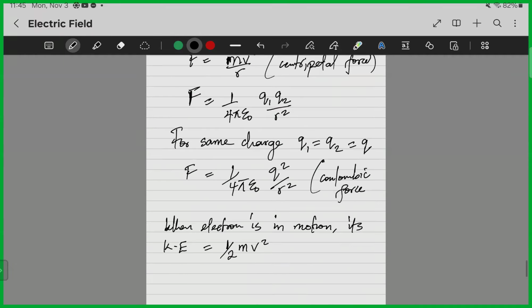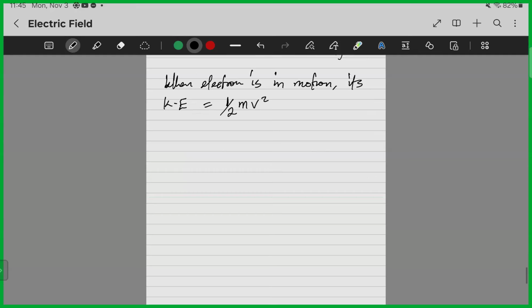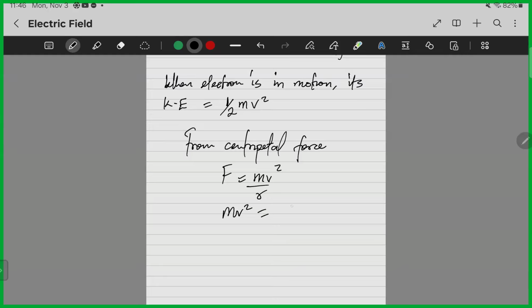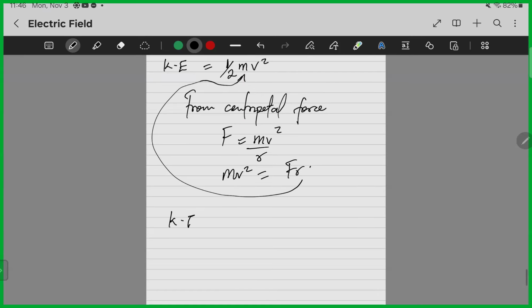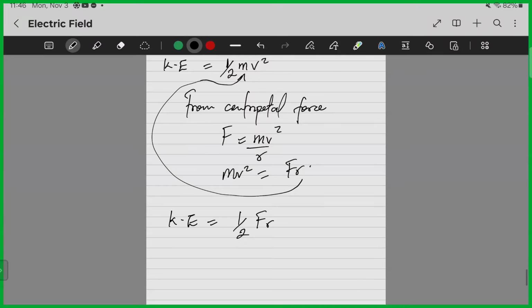From the centripetal force, F equal to mv square over r, right? So mv square is what? Fr. So if I put that mv square here now, KE is what? Half Fr. So just get that out of the gist first, and this is centripetal force.